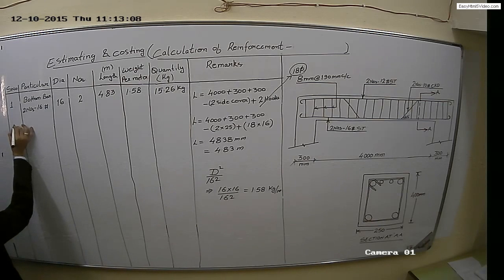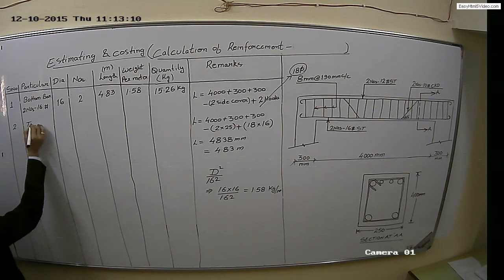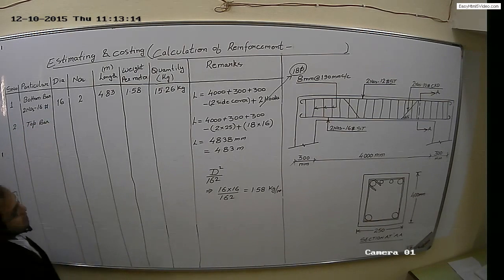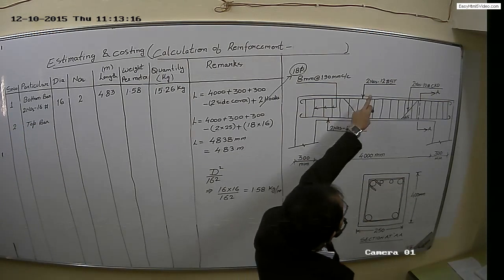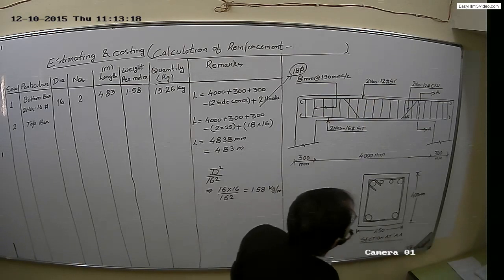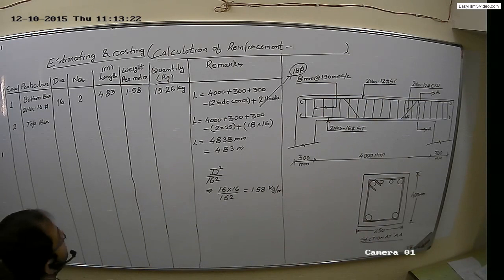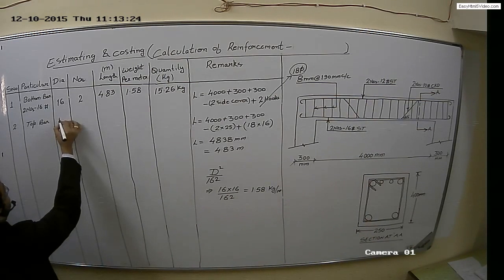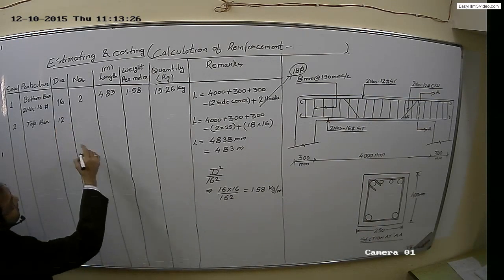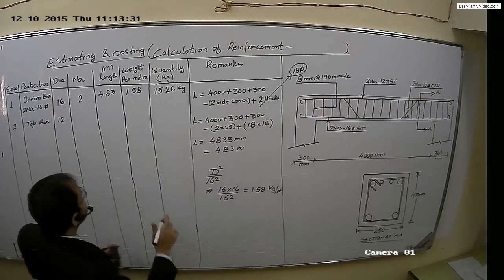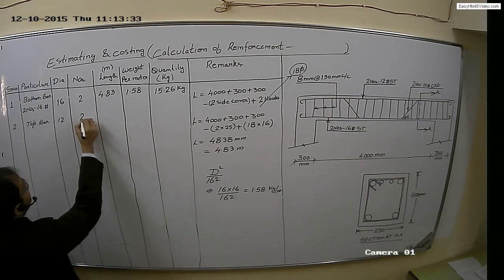calculating the top bars, serial number 2, top bars. So we have top bars of 2 numbers, 12 dia straight. Straight means it is through along the beam. So we'll write here 12 dia. The numbers are 2, already shown in the figure. So we'll write here 2.